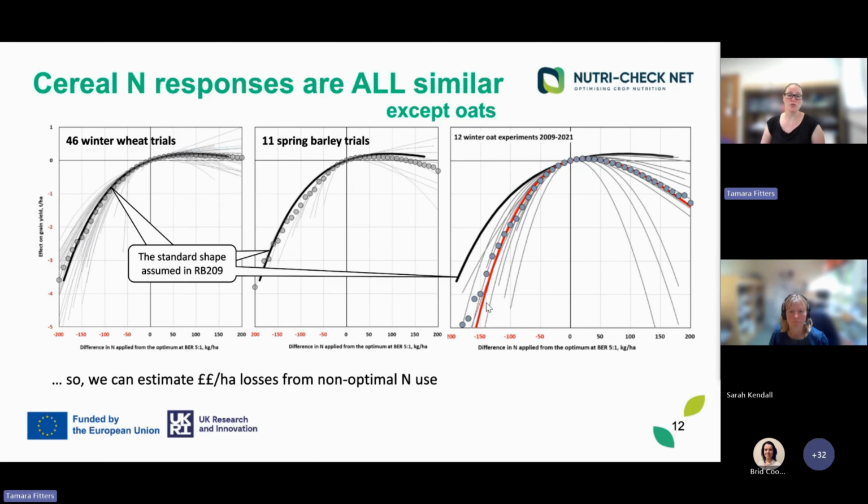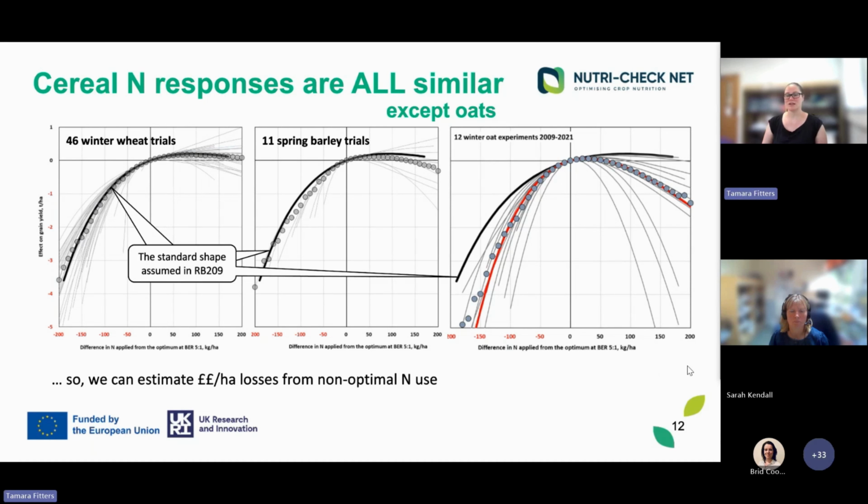For oats, we see a very similar graph. It's just more of a sharper curve. That's characteristic for oats, but the same counts. So again, we've got our optimum here. If you go down, you steeply decline and you get lots of economic losses. And if you go over it, in the case of oats, you get quite strong losses as well, because there's not a lot of benefit in adding more nitrogen when it doesn't need it.